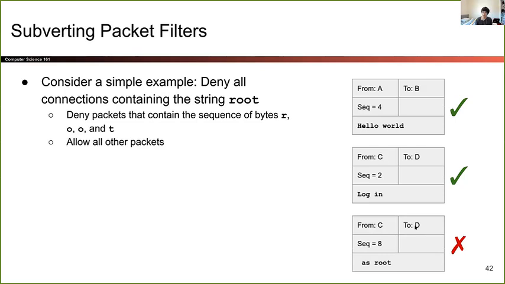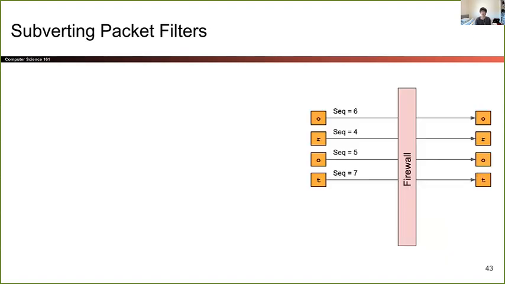And we see, continuing from the earlier connection, sequence number 8, root. And we see, nope, that's not okay. We don't want the string root anywhere in our packets. So we deny that. But we can be a little bit finicky with this.